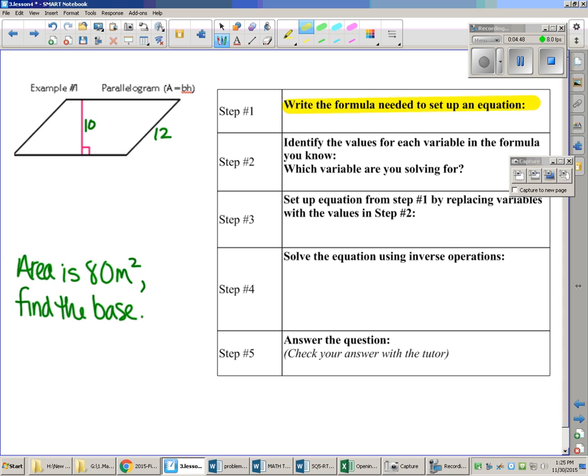And what's nice on the skills quiz, and you see this happen on the ACT as well, they often tell you the formula. So the formula that we need is A is equal to BH. You should write that in your notes.